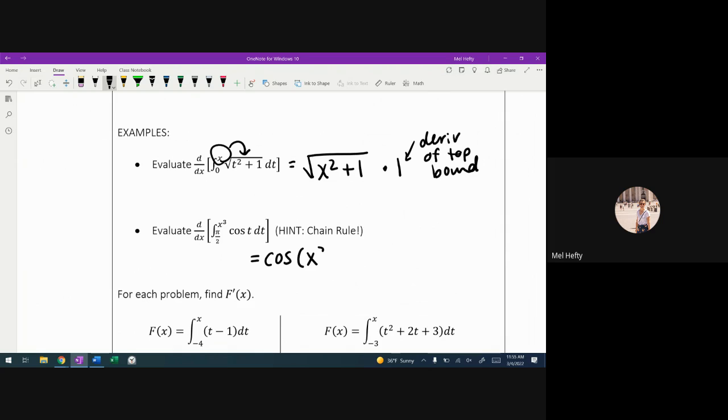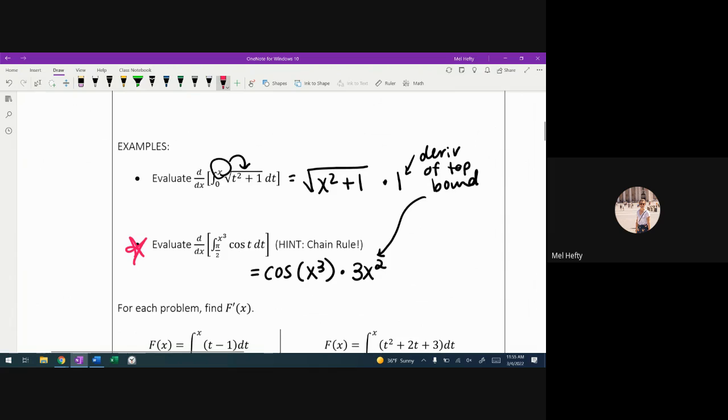Cosine of x cubed, and I heard times, sorry, I cut you off, times 3x squared. So again, we're taking the derivative of the top bound. Now, I'm going to take this second one, and I'm going to show you what would happen if I actually did integrate this, then take the derivative. Because I think it's interesting to see why the bottom bound doesn't matter, why the chain rule is there.